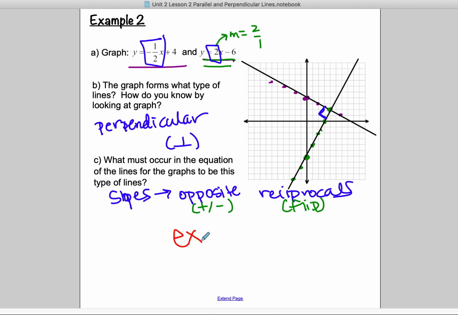Here's another quick example. If I have a slope of -3, the perpendicular slope would be... this is currently -3/1. It's negative, make it positive, and then I flip it, it'd be 1/3. Those two would be perpendicular slopes.